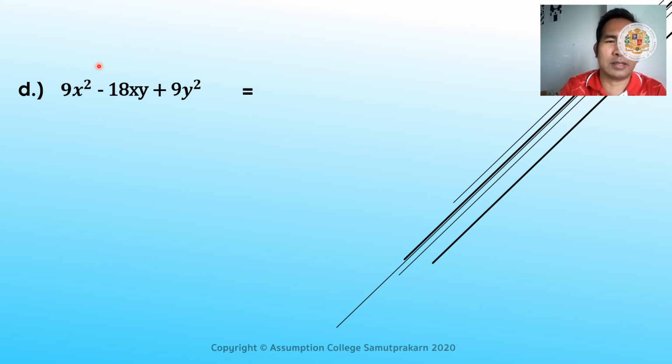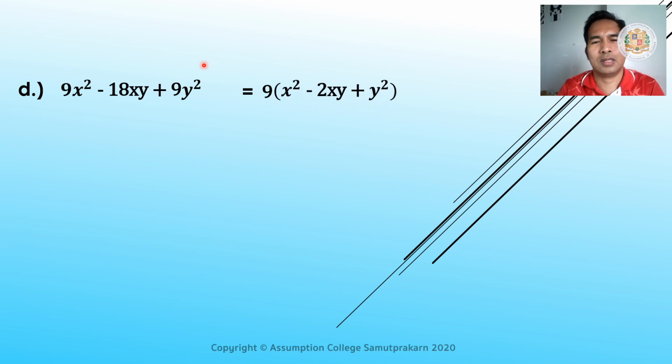Okay, factor out 9. If you factor out 9, what will happen with this one? 9x squared divided by 9 is x squared. 18xy divided by 9 is 2xy. And this one, 9y squared divided by 9 is y squared. So you have this answer. Now, just focus on this one. What is the square root of x squared? Okay, x. How about y squared? It's y. So that means this is a perfect square.